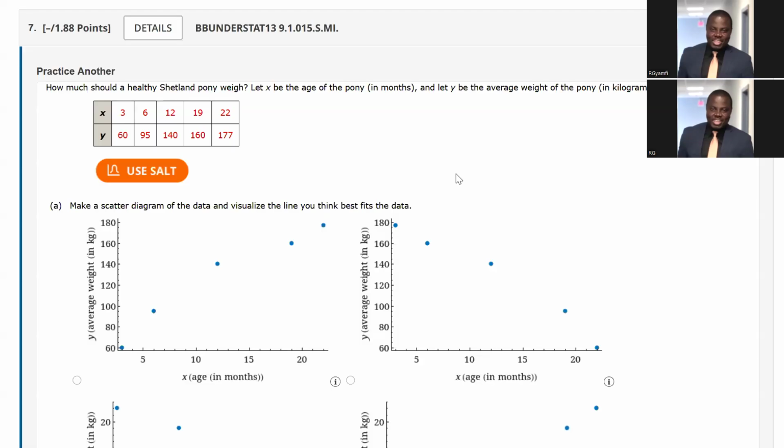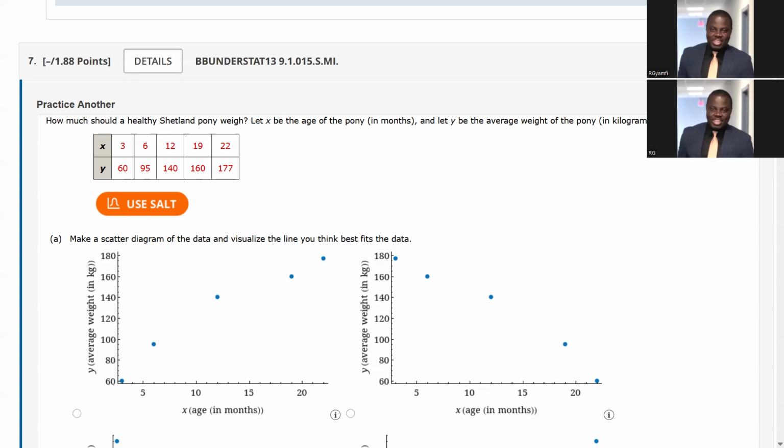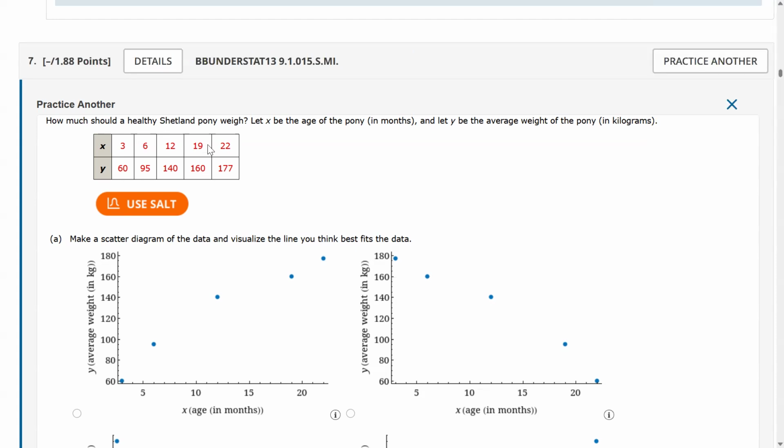Hello, everyone. So in this problem, I want to show you how to use Sol to get your correlation and also to get your scatter plot or scatter diagram. Here you have your table, right? And we're trying to find how much a healthy Shetland pony should weigh.